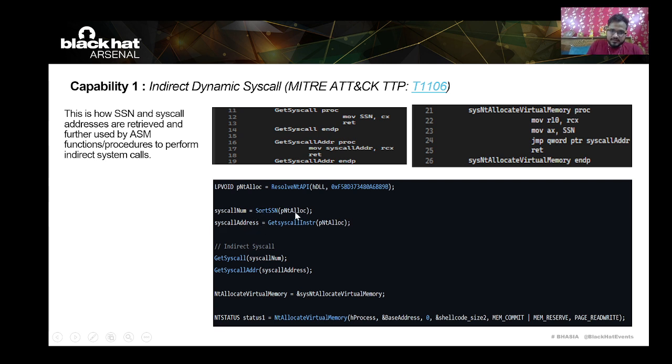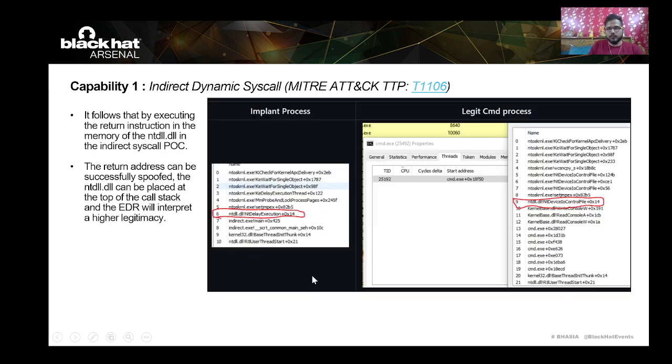And after sorting SSN and syscall address, it actually calls get syscall and get syscall address, which actually store the SSN, system call, and syscall address within these particular variables. Then those variables are actually used to perform indirect system call. Then we are actually calling the APIs. This is how the indirect dynamic syscall is working.